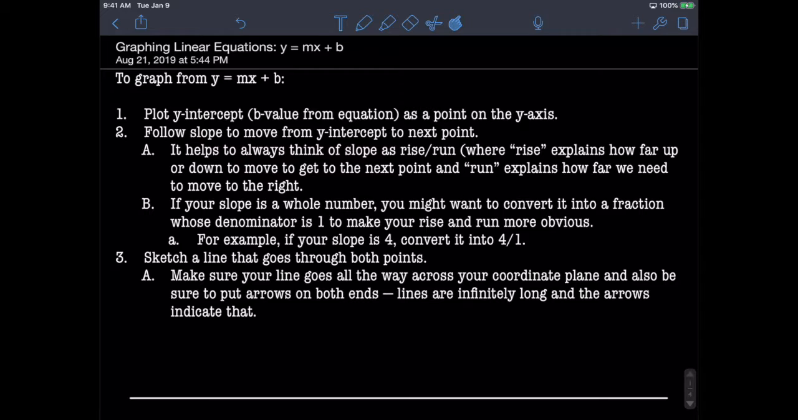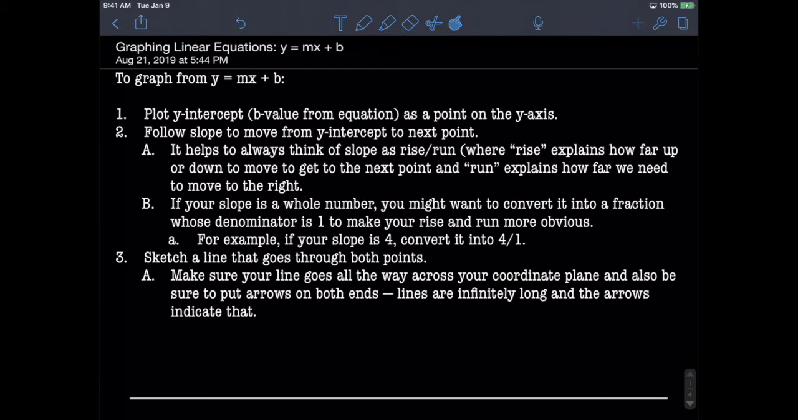First, we plot the y-intercept, or b-value, from our equation. We put this on the y-axis because that is where the y-intercept goes. Next step is to follow the slope to move from the y-intercept to the next point. This detail is very important. You must move from the y-intercept. From no other point can you move.